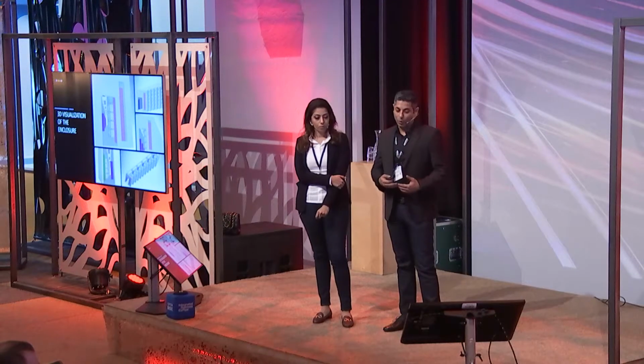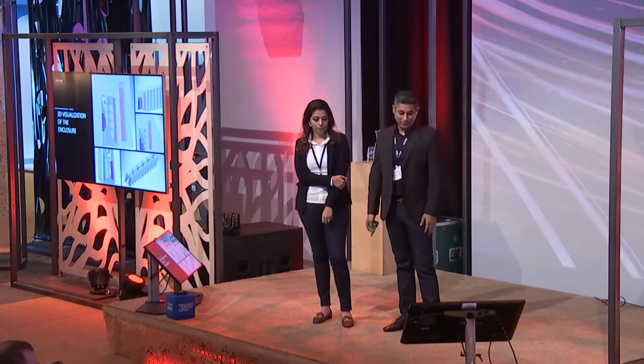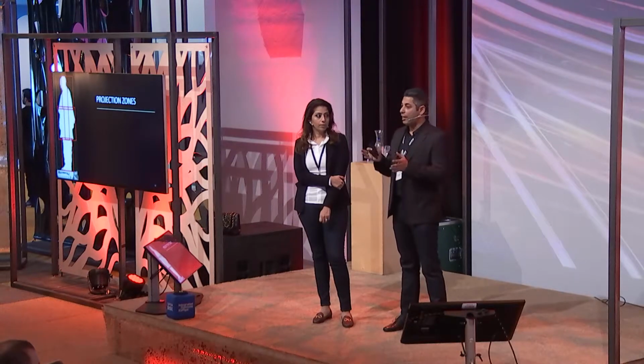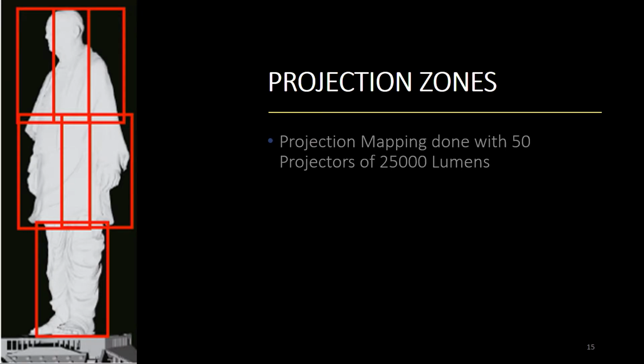This is the 3D visualization of the enclosure that we prepared. It shows exactly how we perceived the projection room to look when it would be fully ready. And these are the projection zones. We divided the statue into 5 projection zones. Each zone was catered to by using 10 projectors divided in 2 stacks. So we had redundancy at stack level and at zone level. If a projector failed, we would not lose any brightness in that zone.